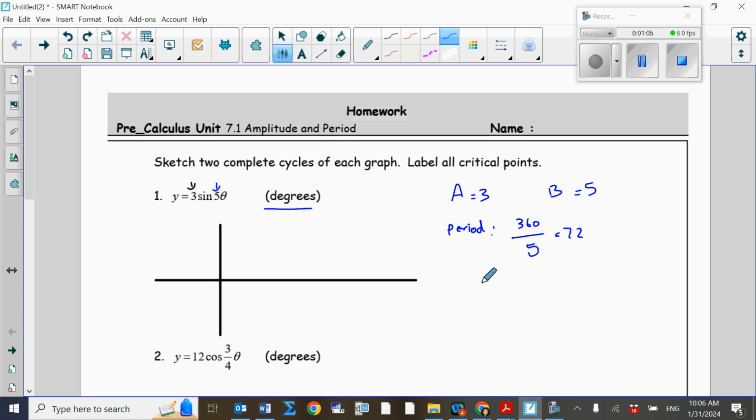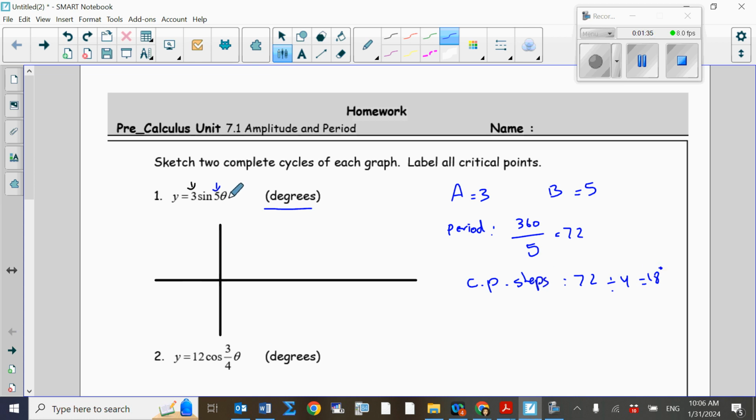Now we want to find the distance between critical points, because we know that we have 5 critical points and the distance between them will be 4 pieces. So we're going to divide by 4. The critical point steps are 72 divided by 4, which is 18.